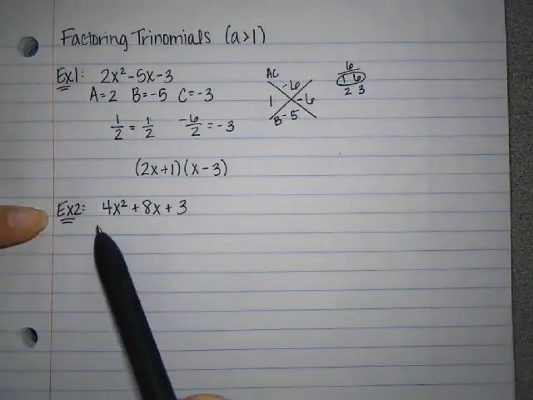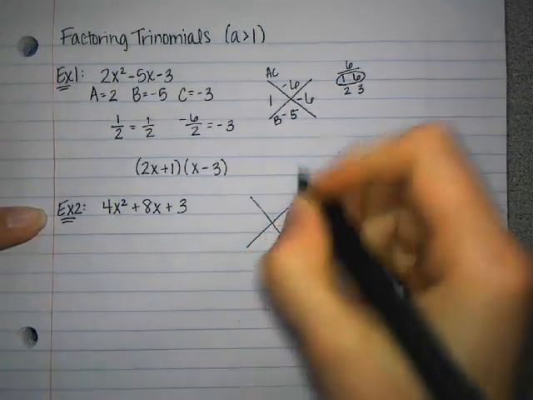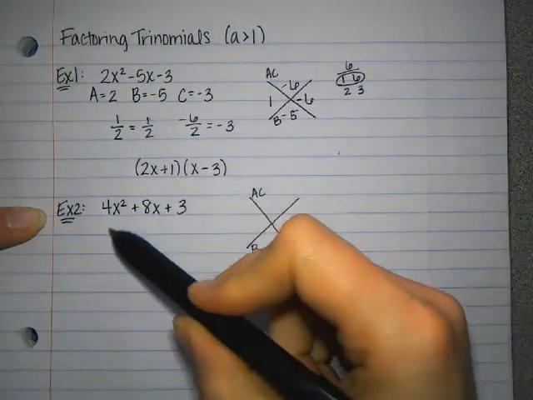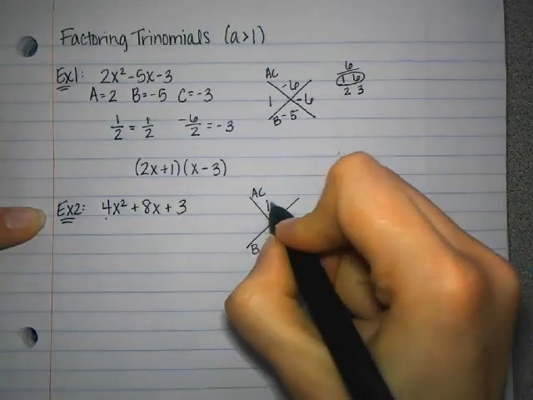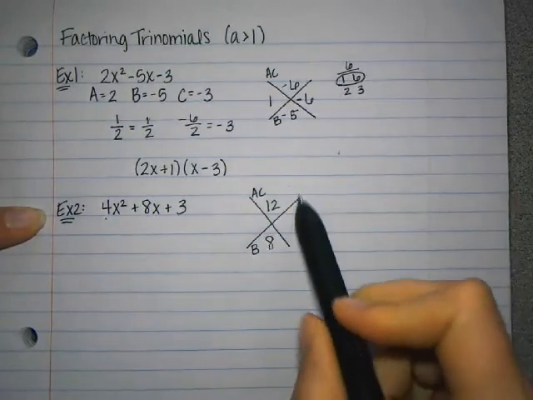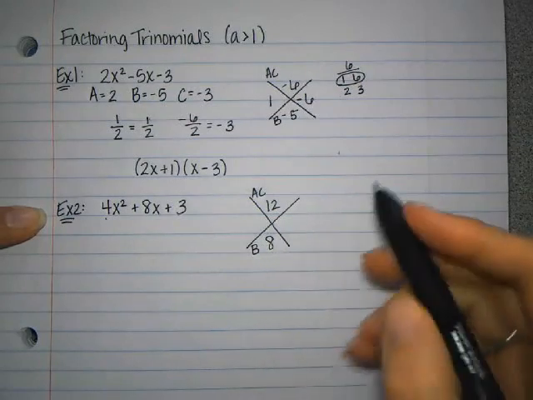Again, if you need to label A, B, C, go ahead. We would make our x, a times c, b below. A times c would be 12, and my b is 8. AC is positive this time, so I'm looking to add the multiples to my bottom number, which is 8.